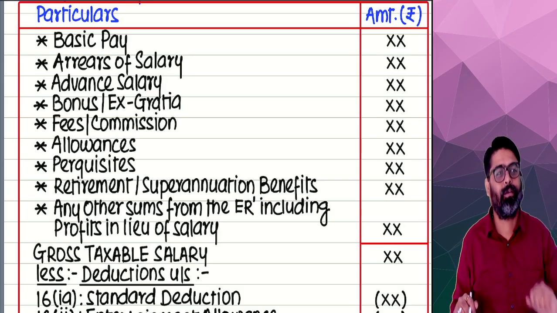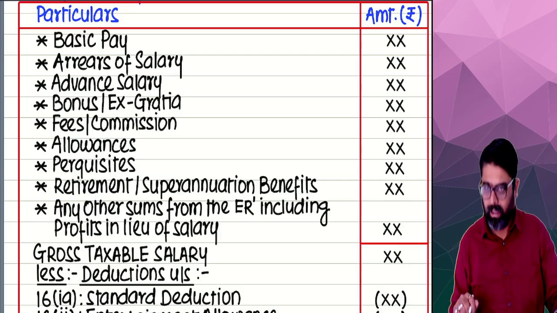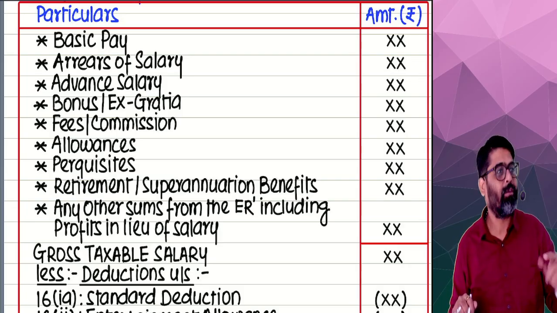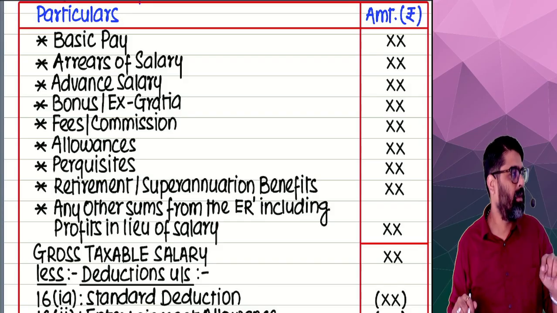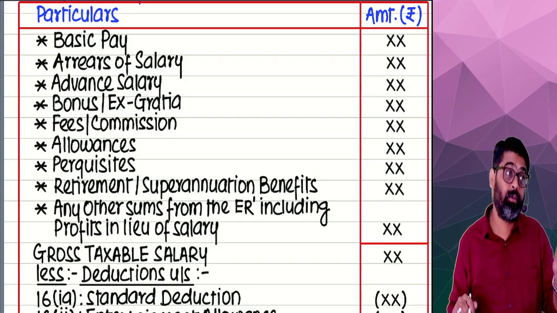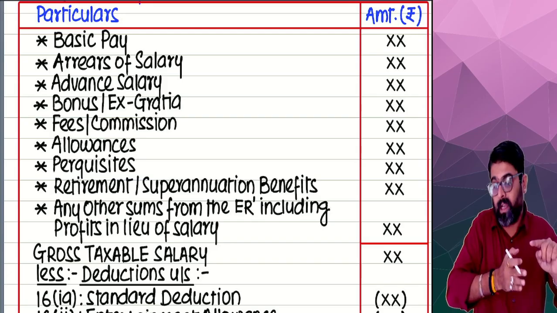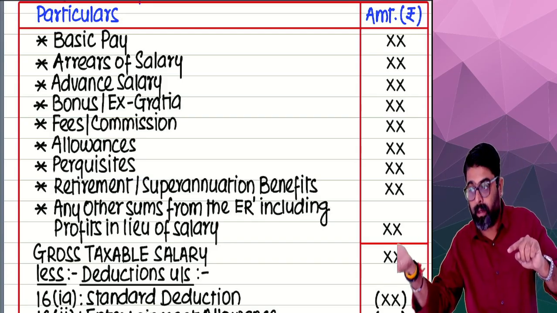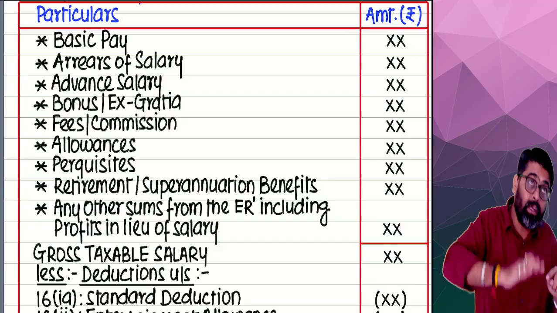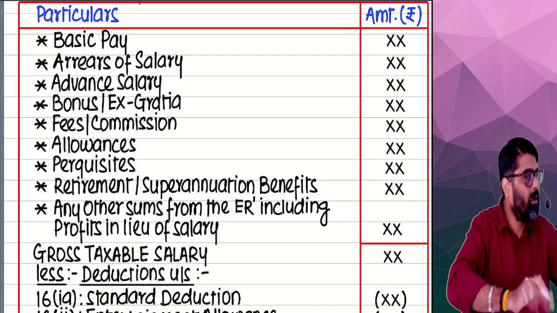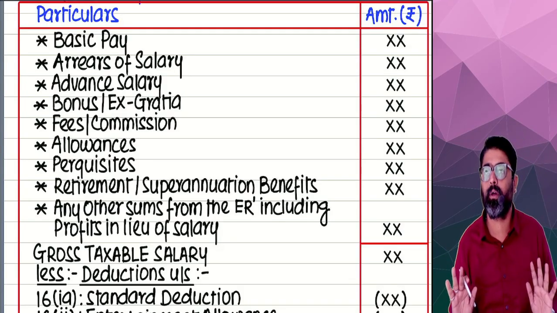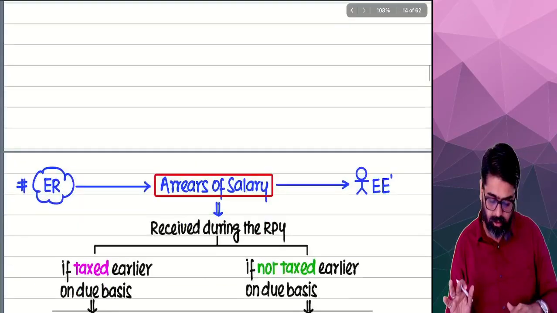Ignore, ignore. But advance salary, ignore, or taxable? Taxable on what basis? Due or receipt, whichever is earlier. So the salary is becoming due in the next period, but you have received that salary in this previous year, so it will be taxable on receipt basis in this previous year itself. Yes or no? Read this part.